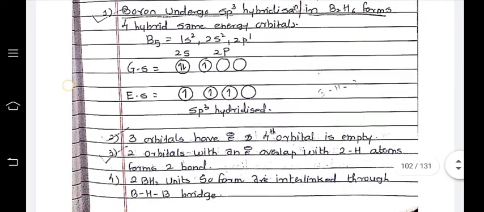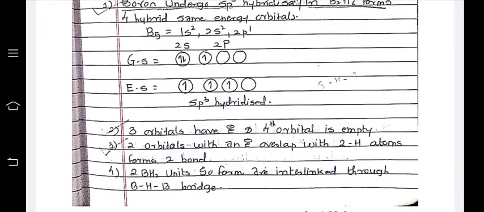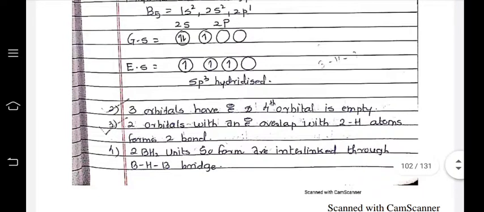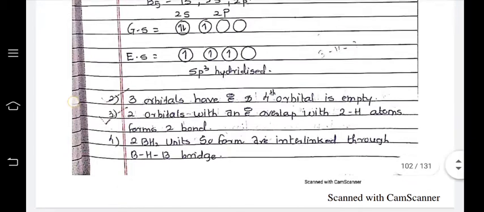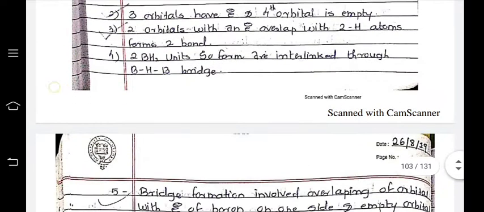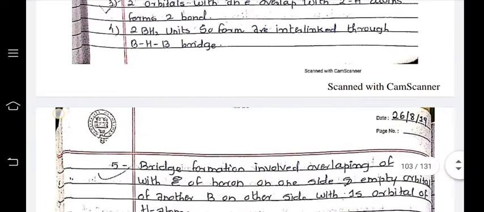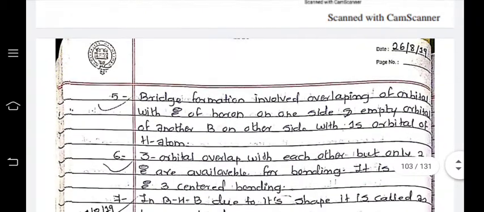Bonding in diborane. Boron undergoes sp3 hybridization in B2H6, forming four hybrid orbitals of the same energy. Boron has the 1s2 2s2 2p1 ground state electronic configuration, having 2 electrons in the s orbital and 1 electron in the p orbital. In the excited state, an electron goes into the higher state, that is sp3 hybridized. 3 orbitals have electrons, the 4th orbital is empty. 2 orbitals with an electron overlap with two hydrogen atoms to form 2 bonds. 2 BH2 units are interlinked through the boron-hydrogen-boron bridge.